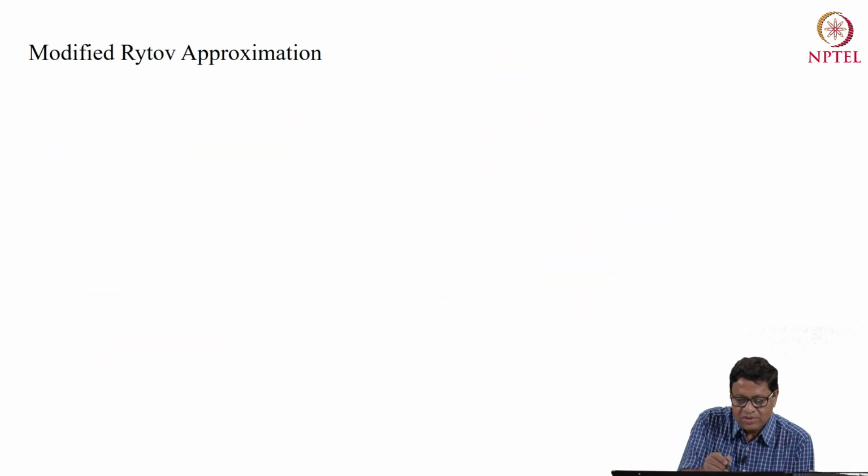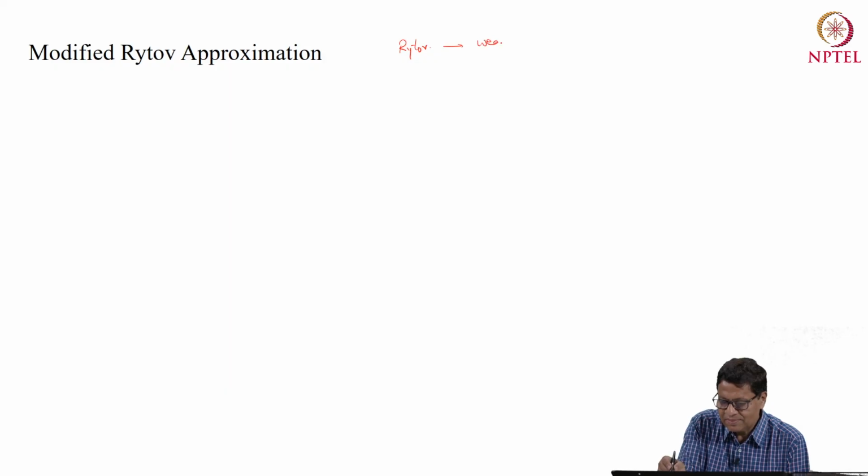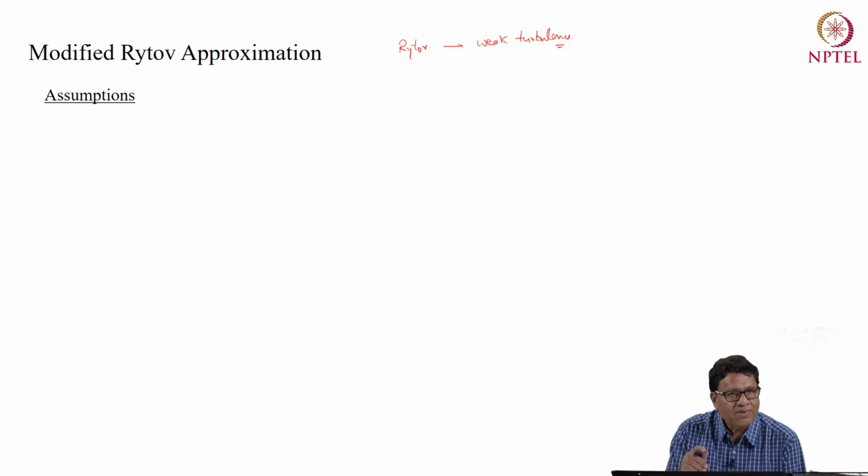Now there is one more concept. The Rytov approximation is valid for weak turbulence. So how do we modify this so that it can cover high turbulence as well? There are some assumptions which are made, and we can use the Rytov approximation for any kind of regime, whether low turbulence, high turbulence or medium turbulence.